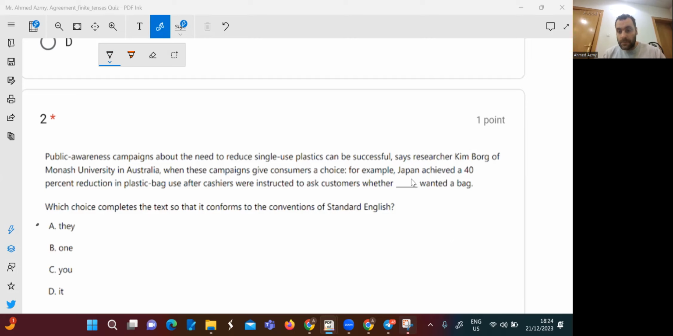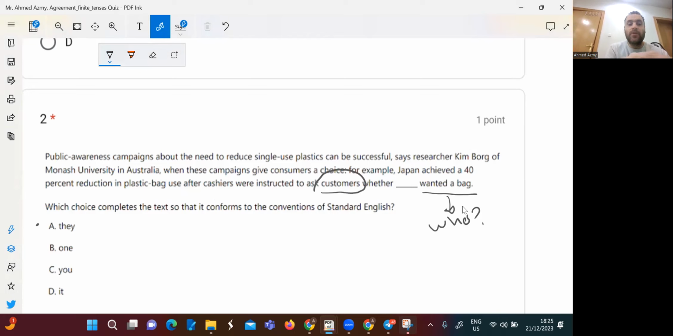Okay, start from Japan achieved a 40% reduction in plastic bag. Cashiers were instructed to ask customers whether wanted. Yes, so you need to ask yourself, very good, who wanted the bag? The customers, singular or plural? Plural, yes. So it seems to us that it should be they. Thank you.